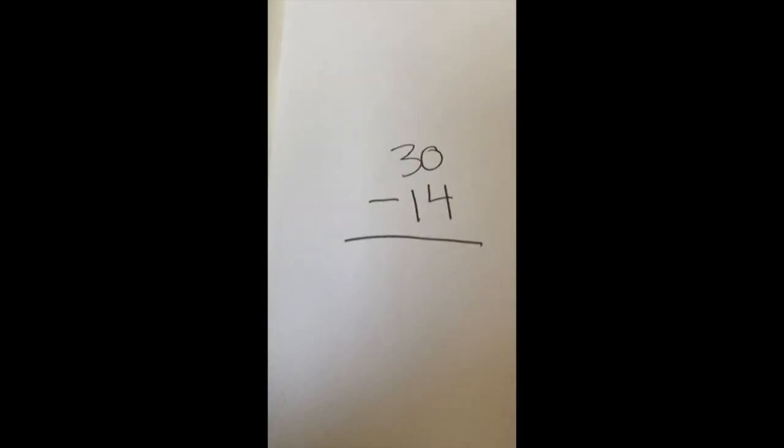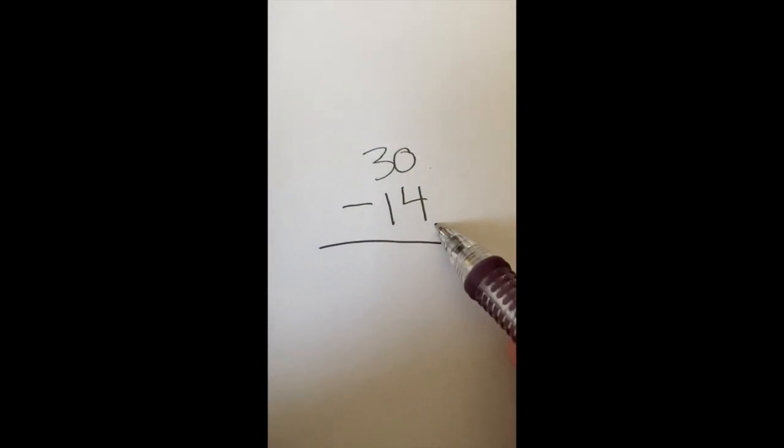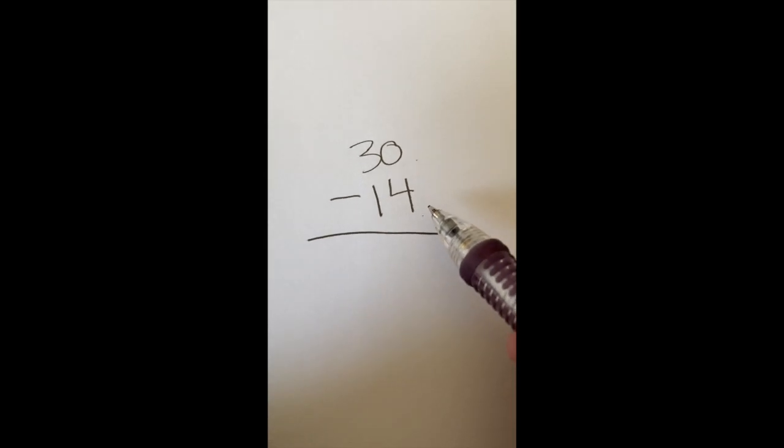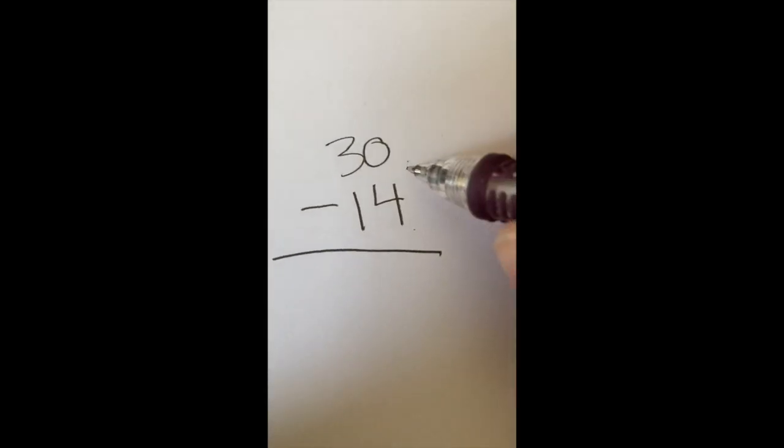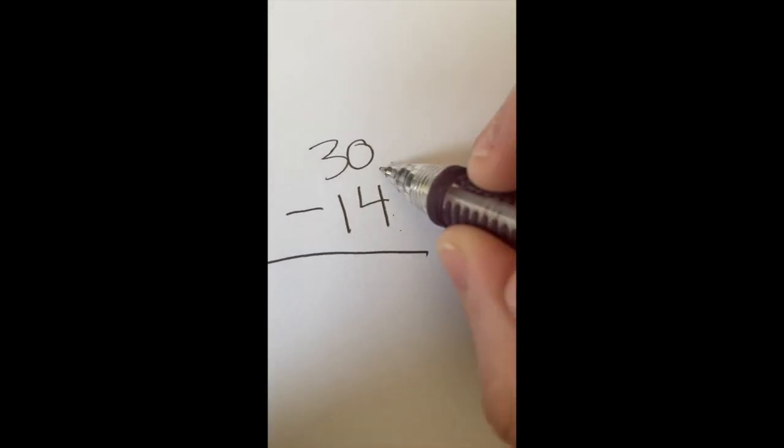Next, we are going to move on to subtracting two-digit numbers. Our next problem is 30 minus 14. When it comes to subtracting, there's a couple extra steps. So first, when we look at this problem, we cannot do 4 minus 0.